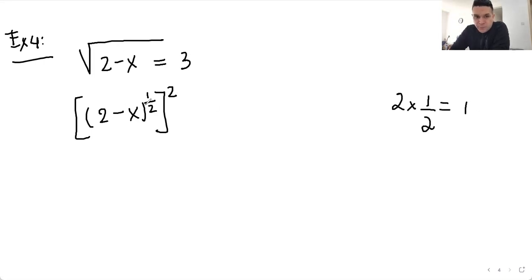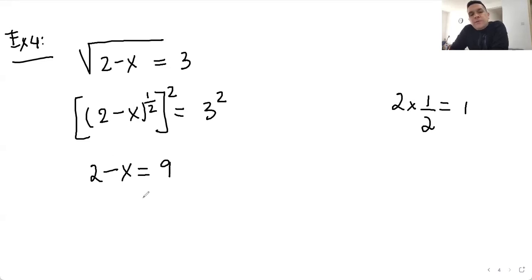I need this exponent to become 1. So I'm just going to raise everything to the second power, and I have to do the same to the other side of the equation. So these two will become 1, and then we have 2 minus x equals 3 squared, which is 9.